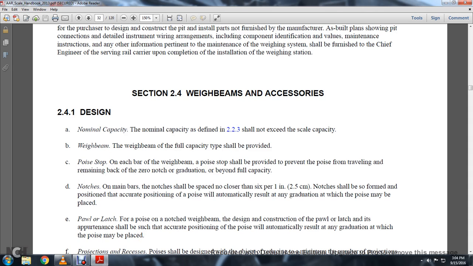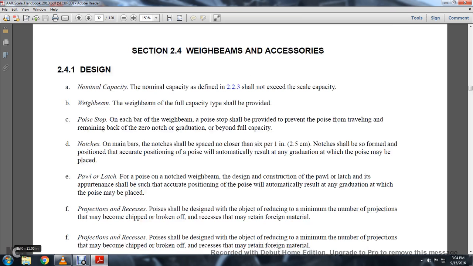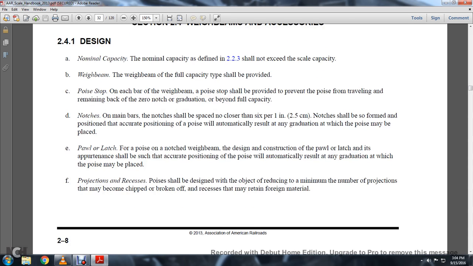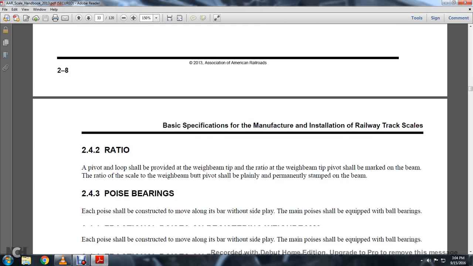The notches on the main bar should be placed no closer than 6 per 1 inch. The notches shall be formed so that an accurate position of the poise will automatically result with the graduation in which the poise may be placed. The pawl or latch. For the poise of a notch weigh beam, the design and construction of the pawl and latch shall be such that the accurate position of the poise will automatically result with the graduation in which the poise will be placed. The projections and recesses of the poise should be designed with the objective of reducing to a minimum the number of projections that become chipped and broken off, and the recesses that retain foreign material.